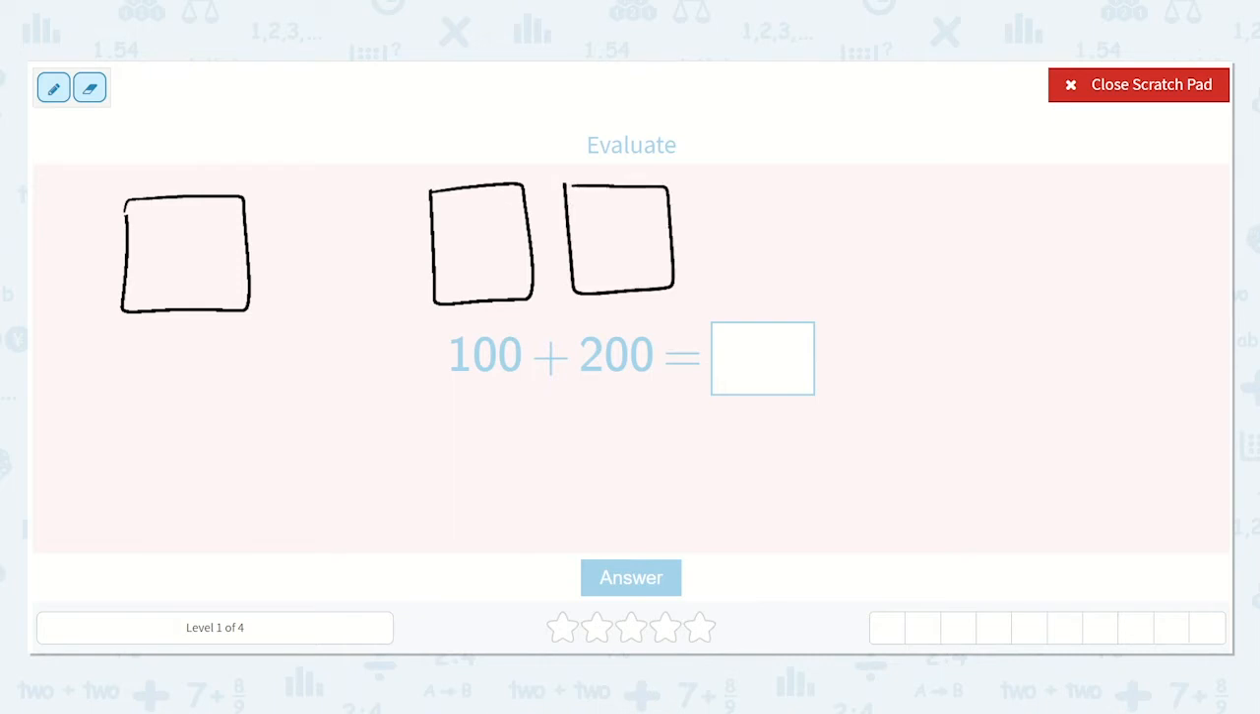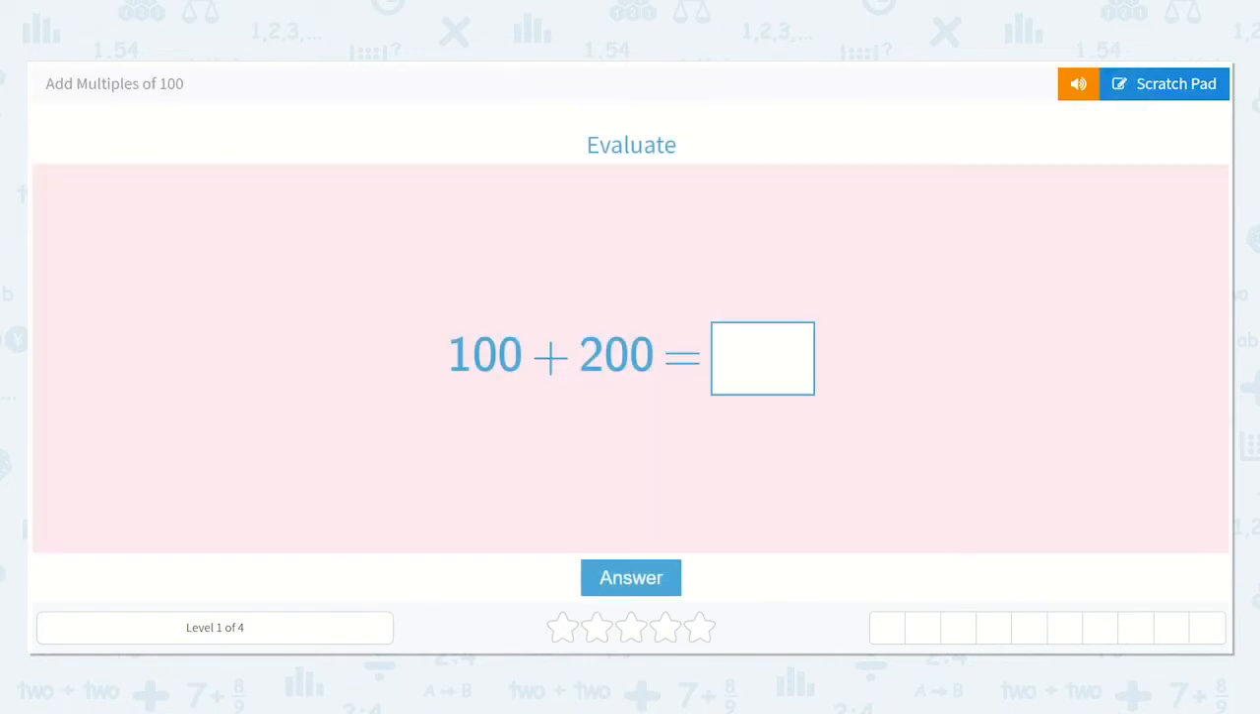How many hundreds do I have altogether? 1, 2, 3. I have 3 hundreds, which would be 300. So my answer is 300.